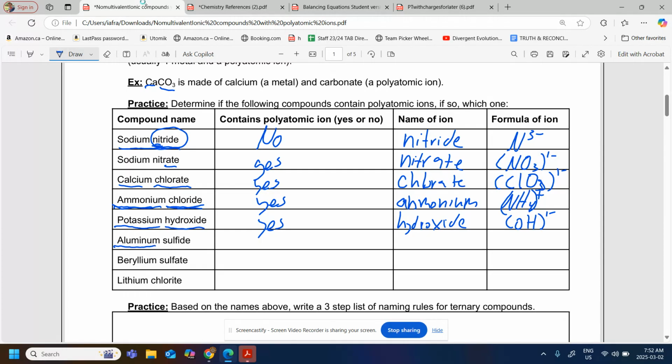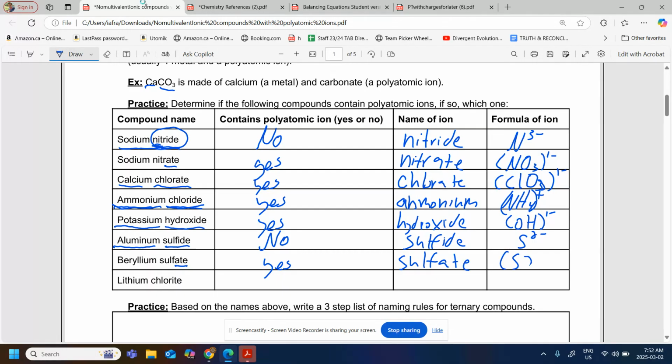Aluminum sulfide. Aluminum is a metal. Sulfide, it's not ite or ate. It's not hydroxide or cyanide or ammonium. So no, there's no polyatomic ion here. We just have the regular sulfide ion, which is regular sulfur with a charge of 2 minus that you'd see in your periodic table and you do crisscrosses with. Beryllium sulfate ends in ate. So yes, there is a polyatomic ion. It's sulfate.